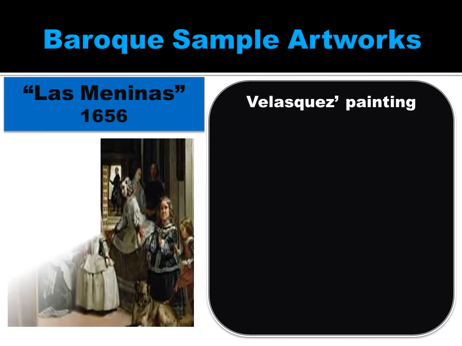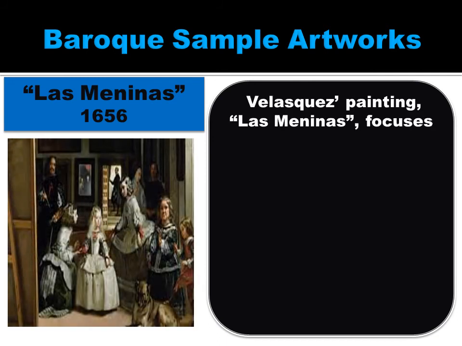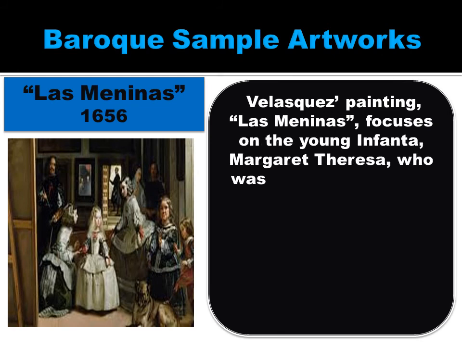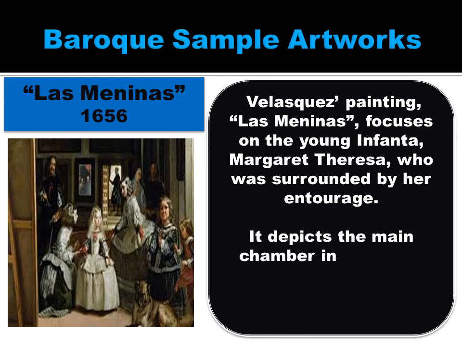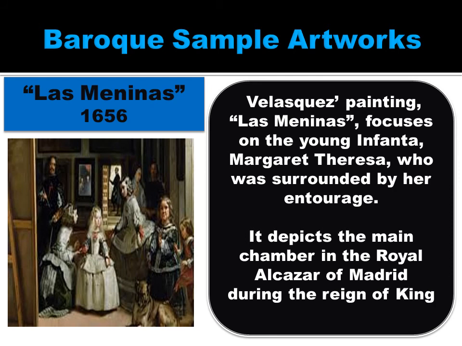Next is Las Meninas. Velázquez's painting Las Meninas focuses on the young Infanta Margaret Theresa, who was surrounded by her entourage. It depicts the main chamber in the Royal Alcazar of Madrid during the reign of King Philip IV of Spain.